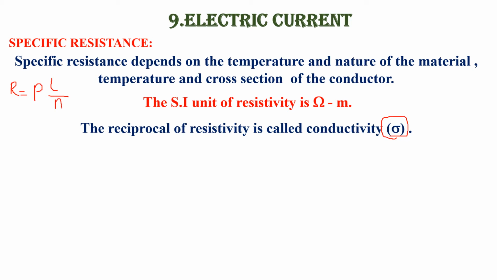Okay. And now to get rho, what do we do? We calculate R into A, R into A by L. Okay, Nana? And R into A. What is R, Nana? Resistance. Okay? R is resistance.